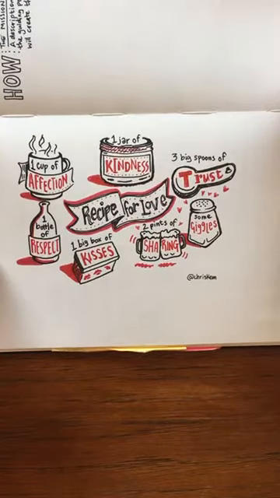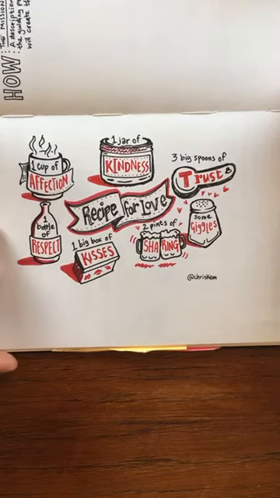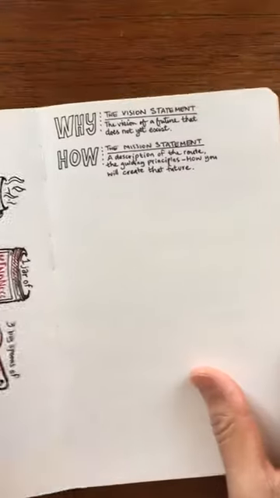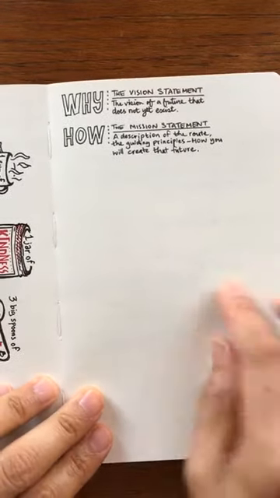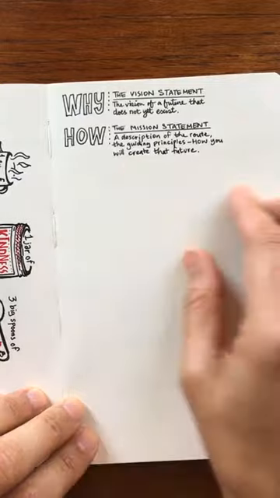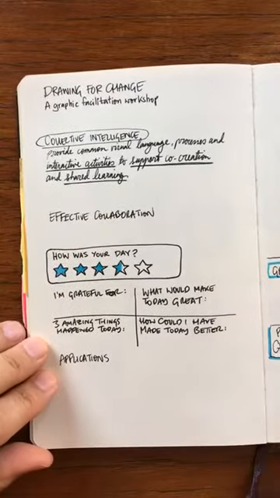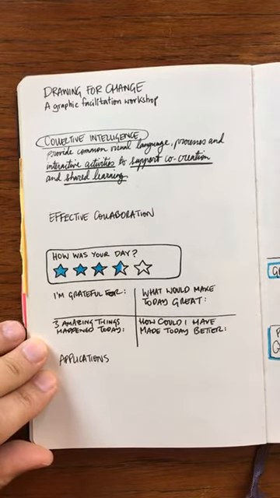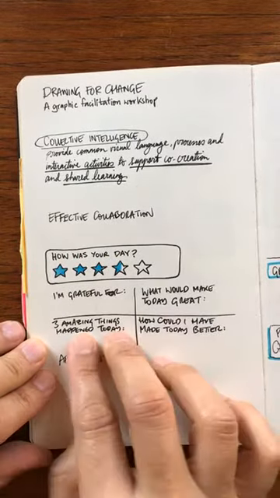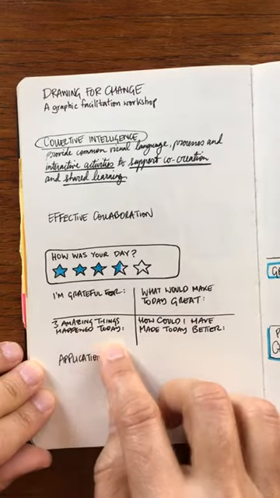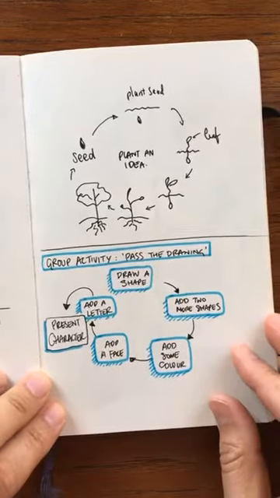Okay, and here's some old notes. Welcome, guys. Hey, I'm just going through my old sketchbook, so welcome to the sketchbook tour. If you have any questions, please fire away. So more notes on why, how, mission statement. Don't know what that's about. How was your day? I'm grateful for. What would make today great? Three amazing things that happened today. Again, more notes on gratitude.